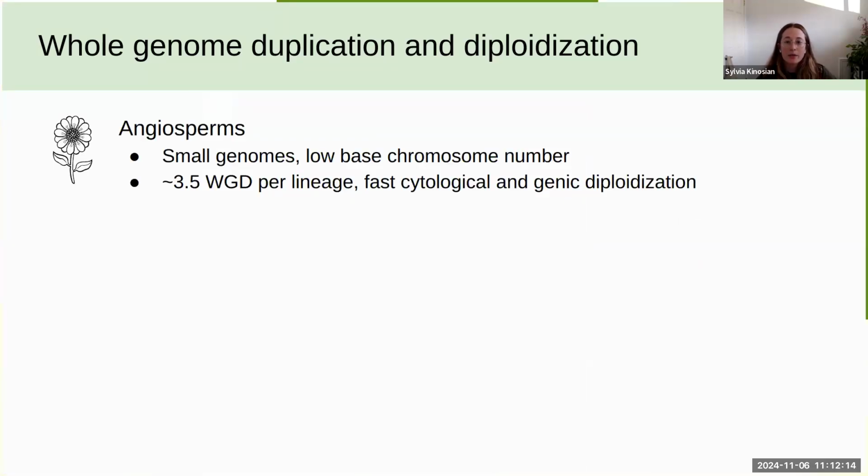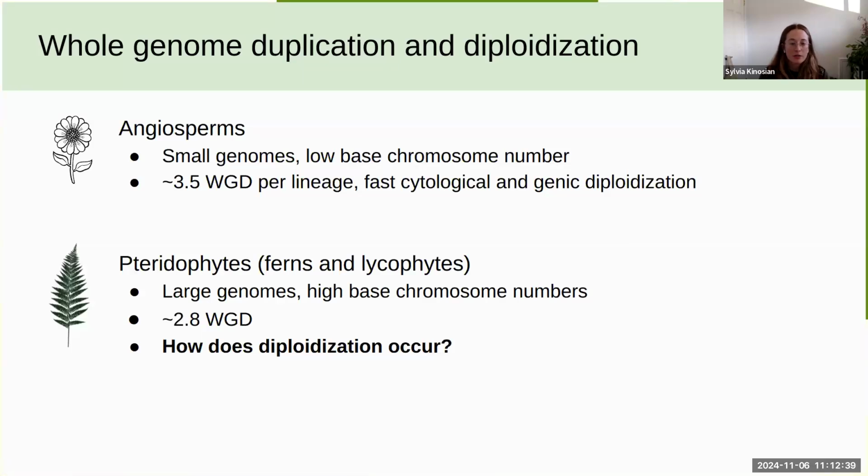So just to recap some things that we know about diploidization in land plants: at least in angiosperms, they have small genomes, low base chromosome numbers, a few whole genome duplications per lineage, but really fast cytological and genic diploidization. This has also been proven by empirical studies looking at recent polyploids and how quickly they can downsize in angiosperm lineages.